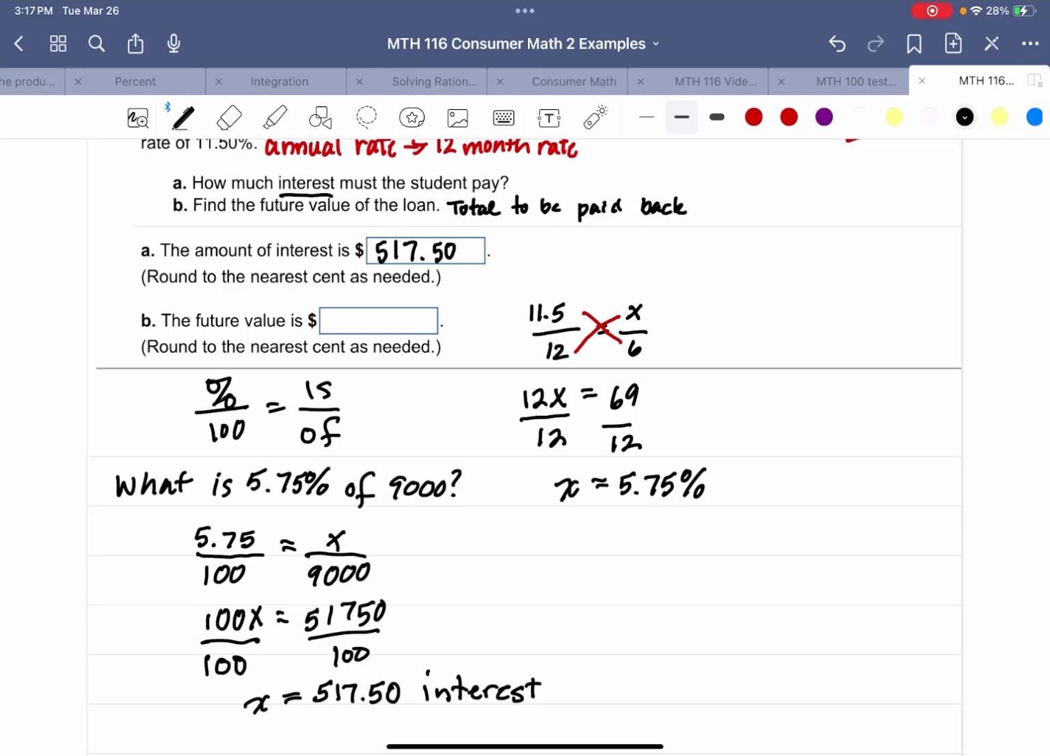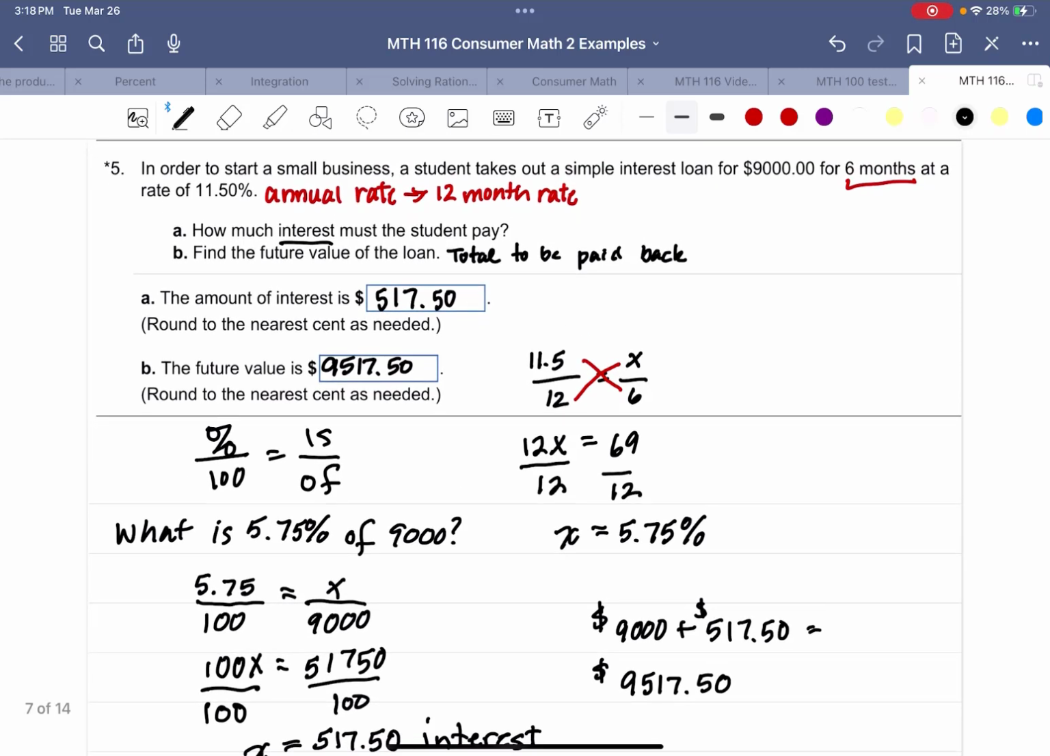Now the future value is going to be the $9,000 plus the $517.50 in interest, which is $9,517.50. So what we have to remember is that it's only for 6 months.